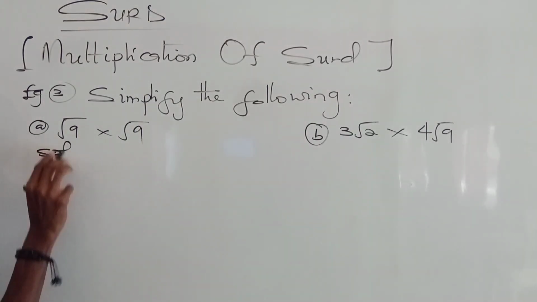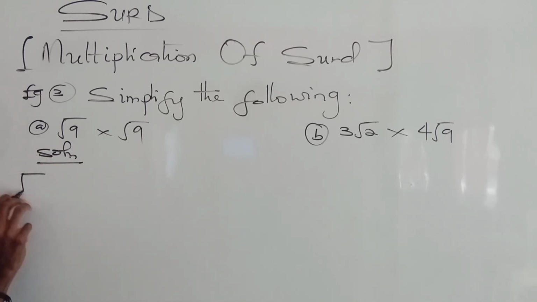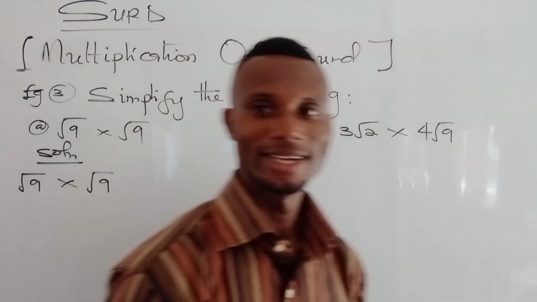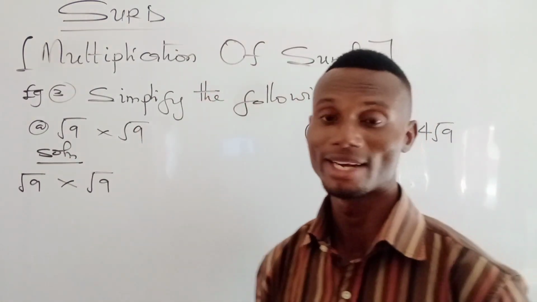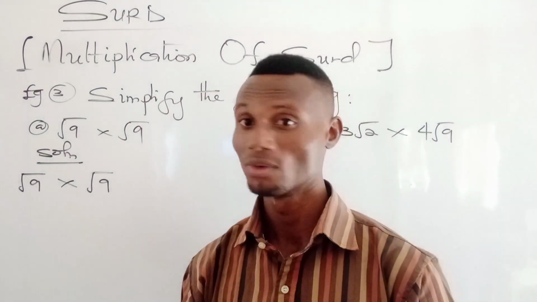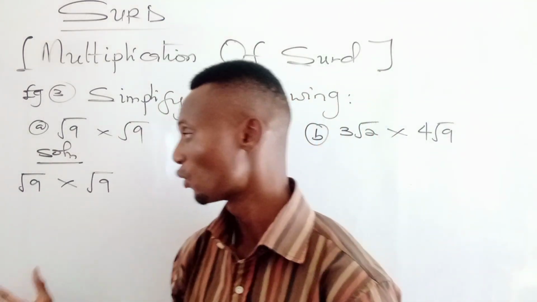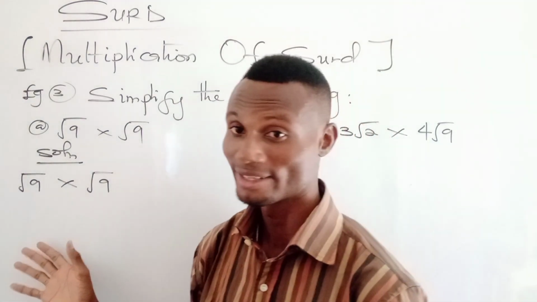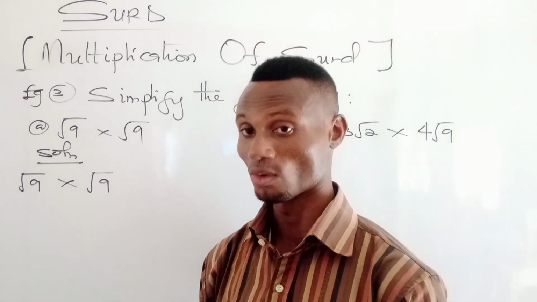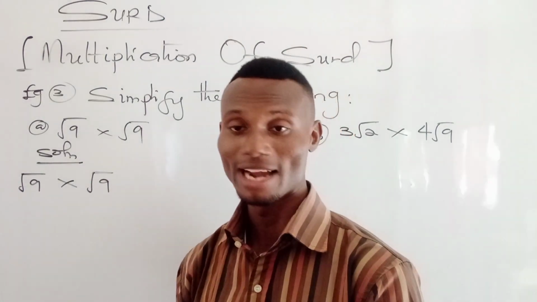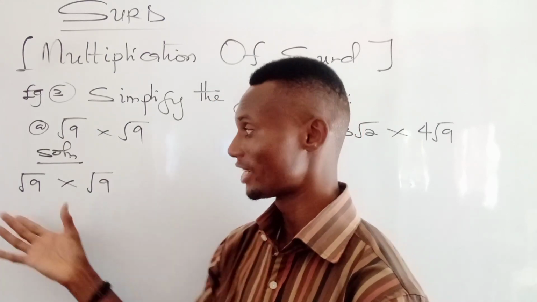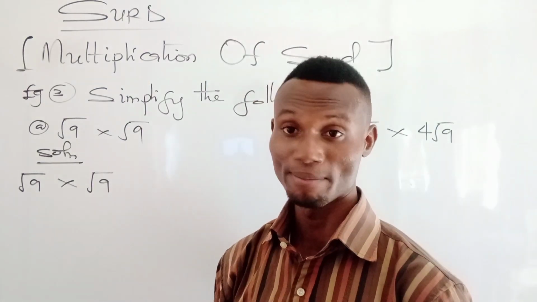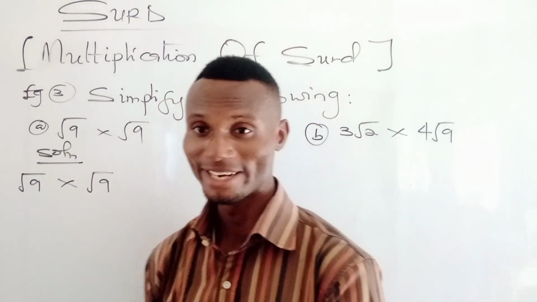So I have square root of 9 times square root of 9, and we have to simplify this. We learned this in the first video, so we are going to go through the same process that I taught you in the previous videos. There are 2 ways you can handle this, so I'm going to use both ways, and whichever one you understand better, you stick to it.